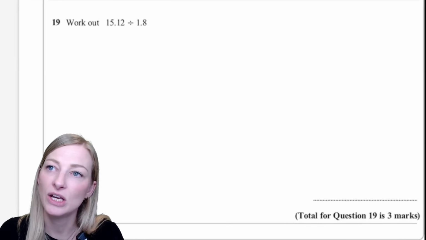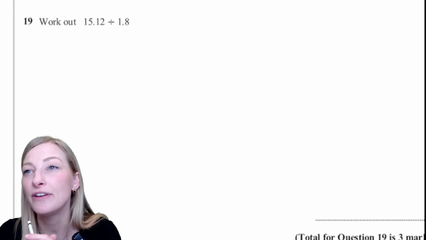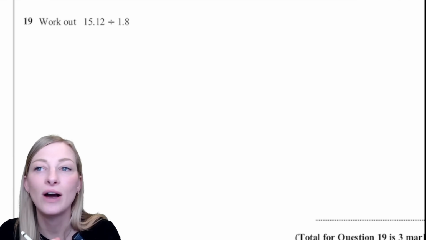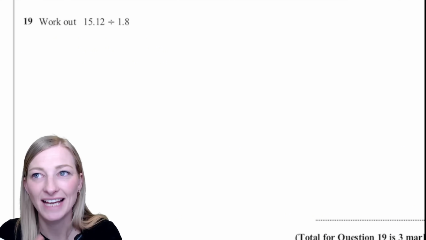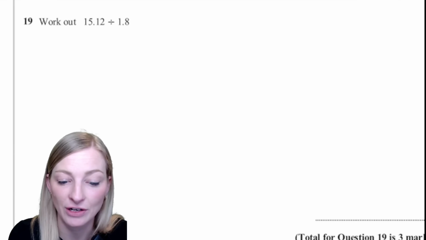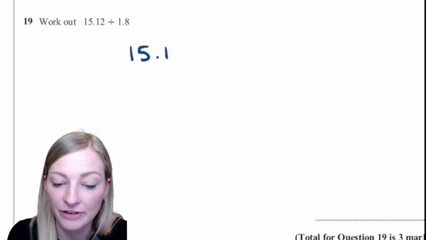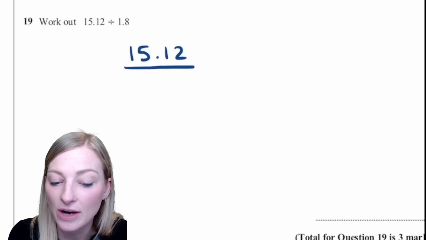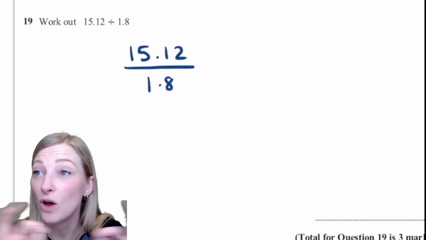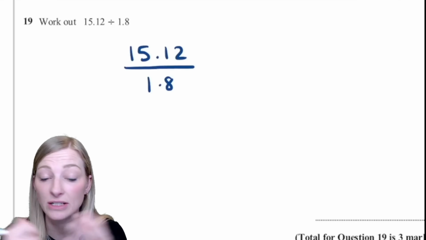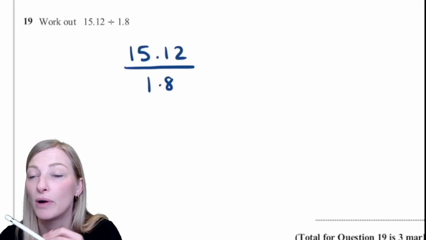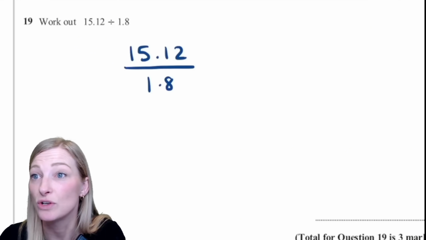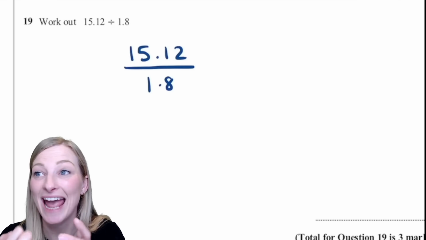Question number 19. Work out 15.12 divided by 1.8. Now dividing, I've said if it's tricky, write it as a fraction. So I'm going to start by putting 15.12 divided by 1.8. The line in a fraction means divide. So we're dividing by 1.8 here. Now, I don't really want to divide by 1.8. It's quite tricky. So let's divide by 18 instead.